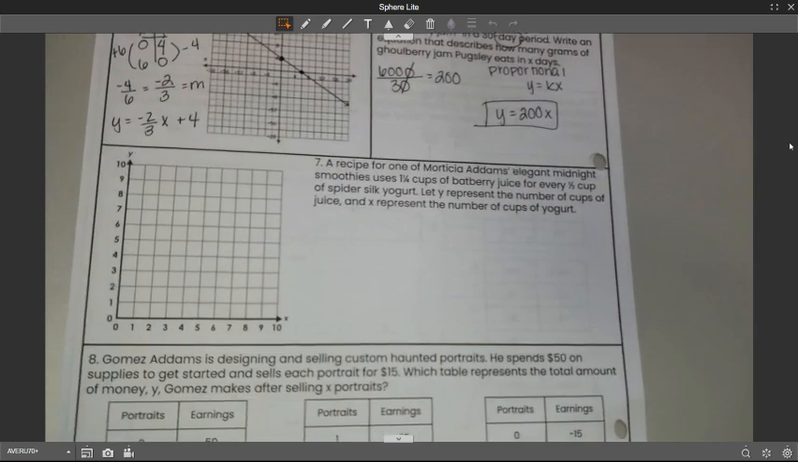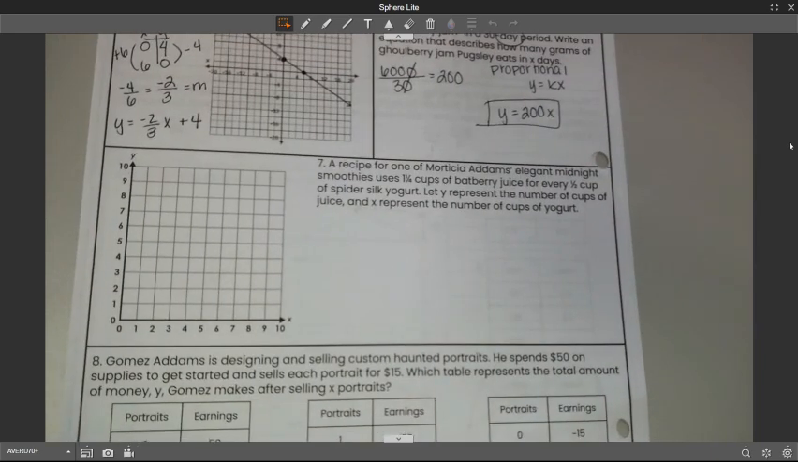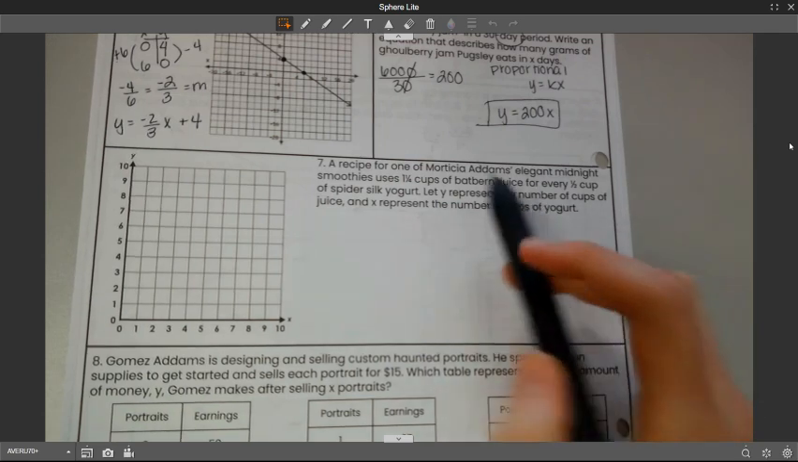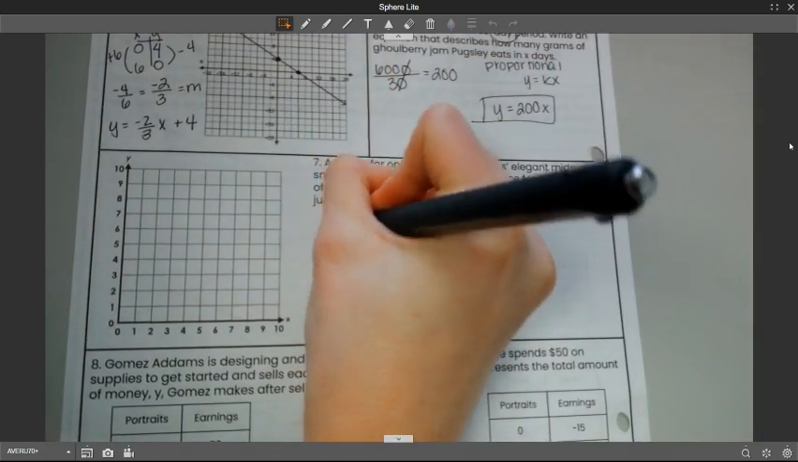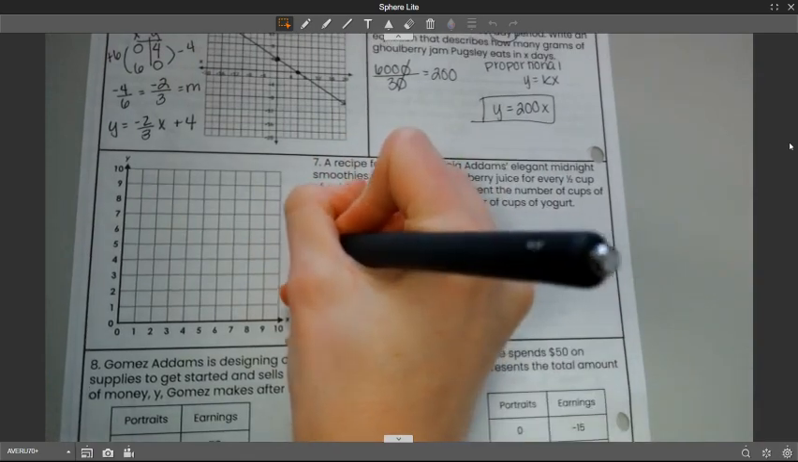So number 7, a recipe for Morticia Addams' Elegant Midnight Smoothies uses 1 1/4 cups of batberry juice for every 1/2 cup of spider silk yogurt. Let y represent the number of cups of juice and x represent the number of cups of yogurt. Okay, so y is juice, so we're going to do the juice over the yogurt.